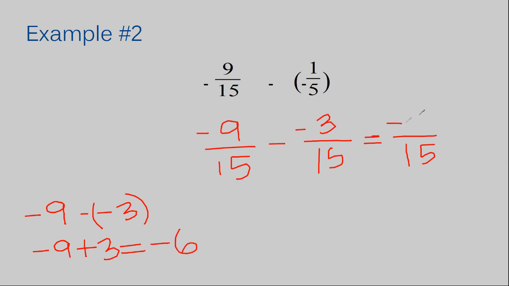So my numerator becomes negative 6, and then I check to see if I can simplify this at all. Is there a number that can go into both 6 and 15? 3 can. 3 can go into 6 2 times, and it can go into 15 5 times. It's still negative. So my answer to example number 2 is negative 2/5. Let's move on to example number 3.